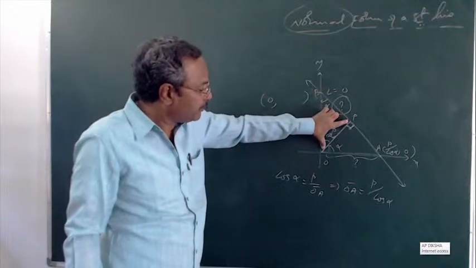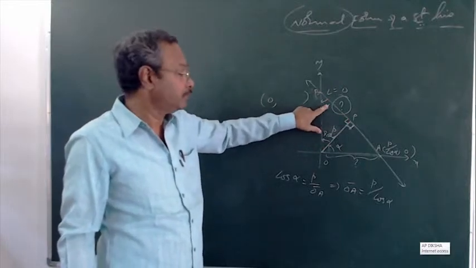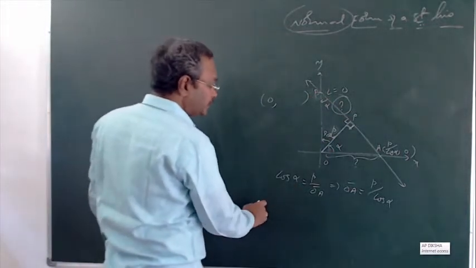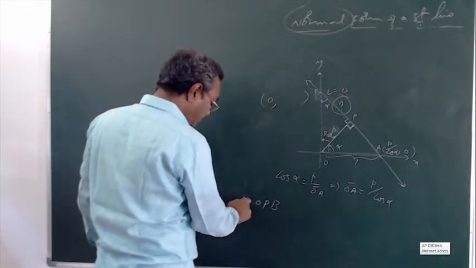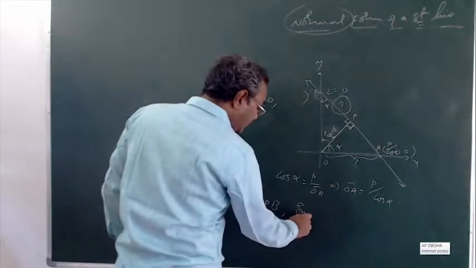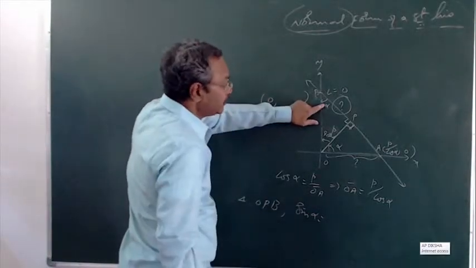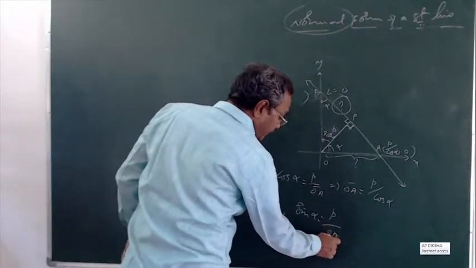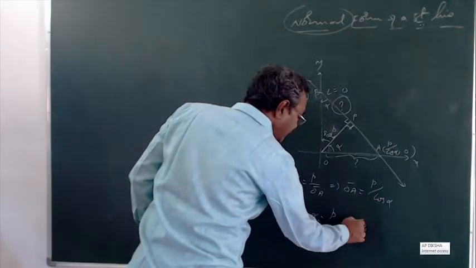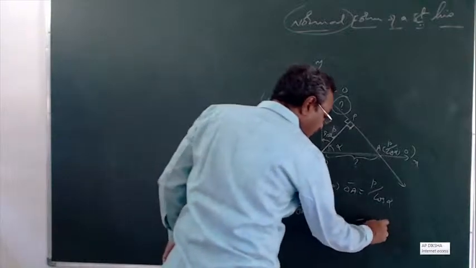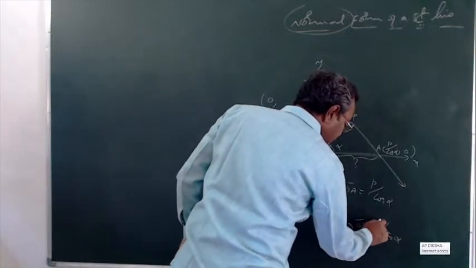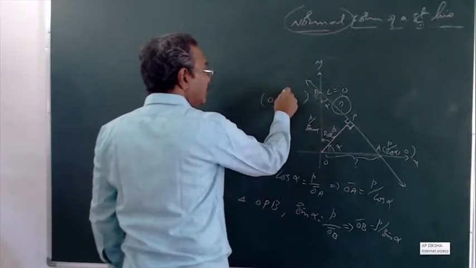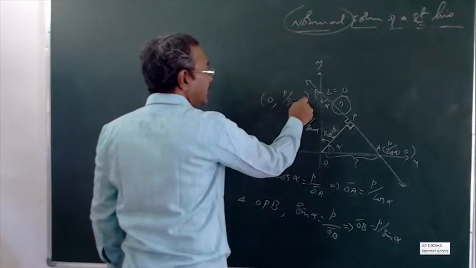What is this measurement which is opposite to this angle alpha? This is p units. And this is the hypotenuse for the right angle triangle. So from triangle OPB, sine alpha is equal to the opposite side, small p, divided by the hypotenuse, that is OB. That gives OB is equal to p by sine alpha. So this measurement is p by sine alpha. That is, the coordinates of this point B will be 0, p by sine alpha.